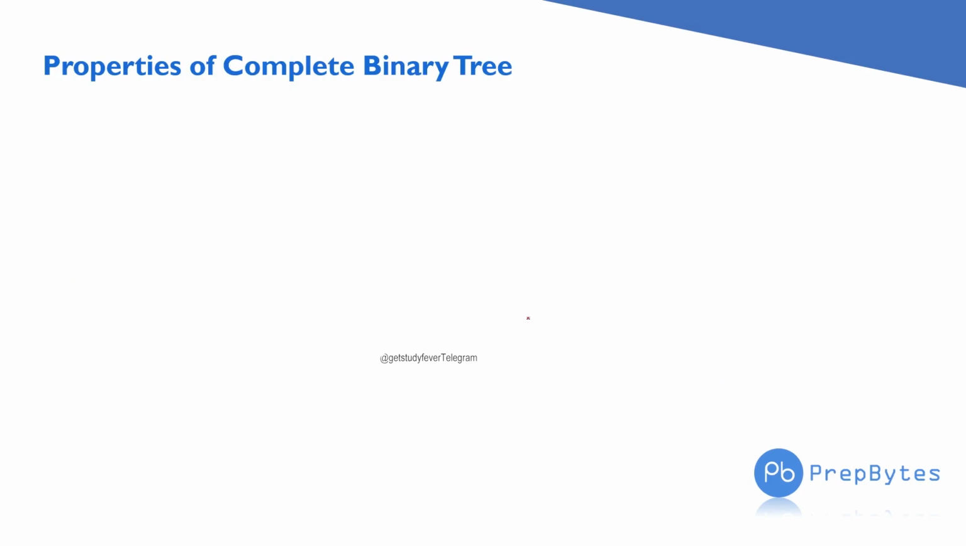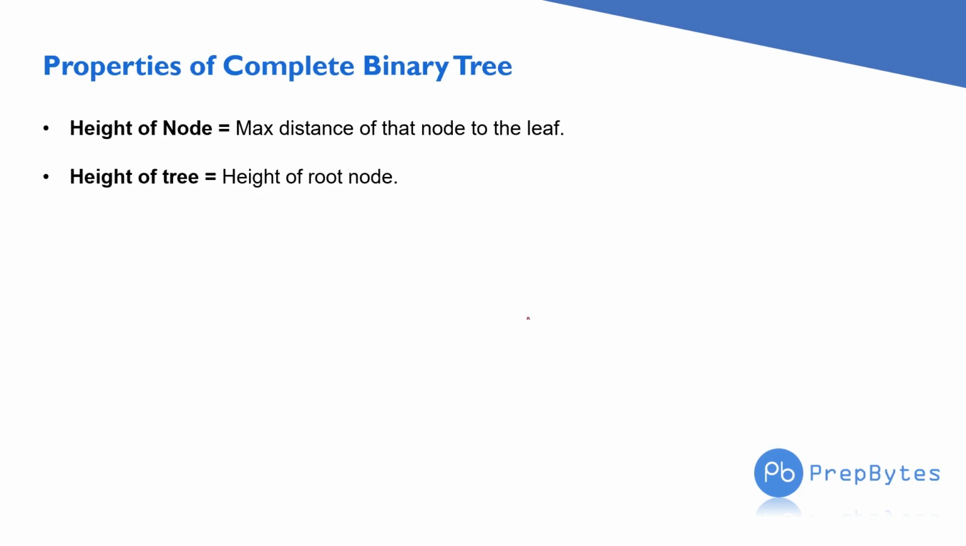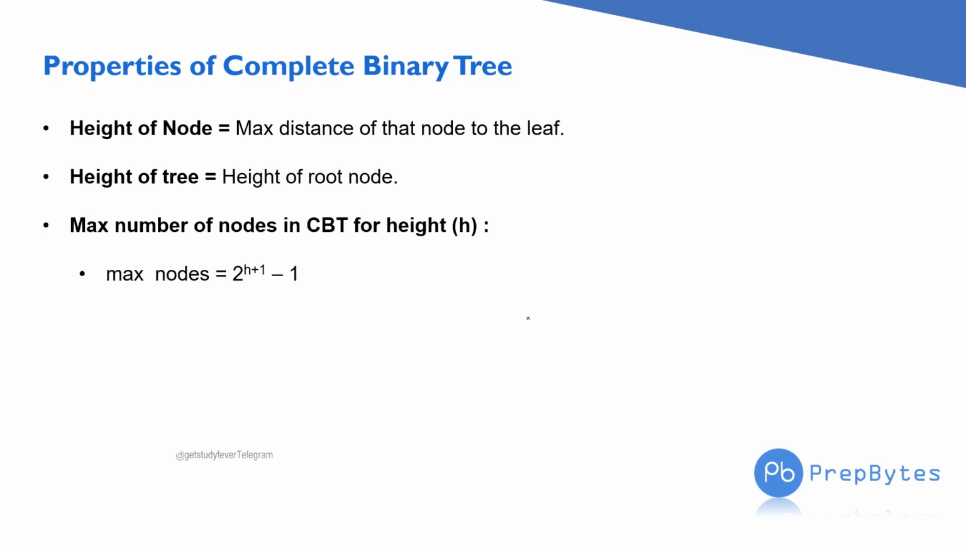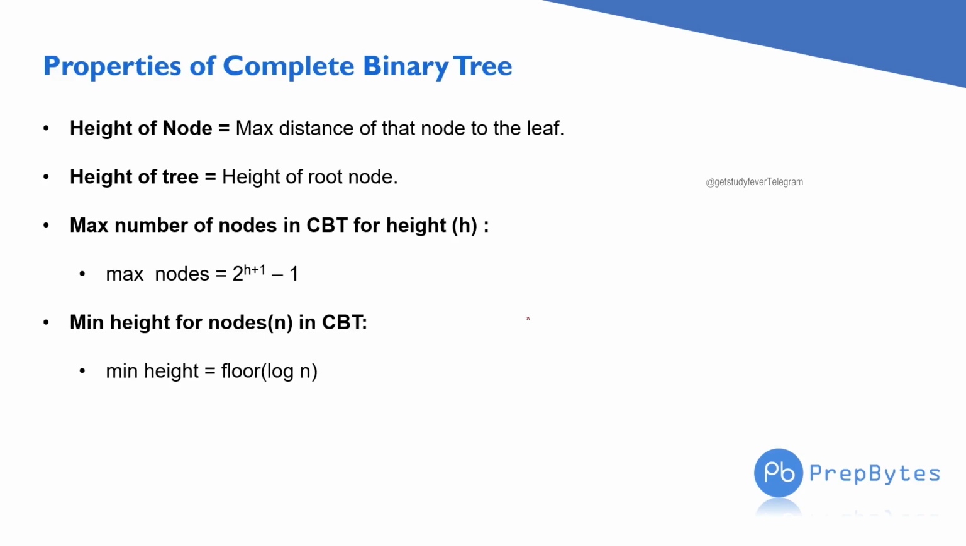Now you have seen these properties before also when you were learning about complete binary tree, but in heap also we use them, therefore I am revising them. The first property is height of a node equals the max distance of that node to the leaf. We know that. I will be showing an example also. Then height of a tree is the height of the root node. Next, the max number of nodes in a complete binary tree for a height h is given by the formula 2 to the power h plus 1 minus 1. And the minimum height for n nodes is given by the formula floor of log n. You all know these formulas because we have seen them in complete binary tree videos also.